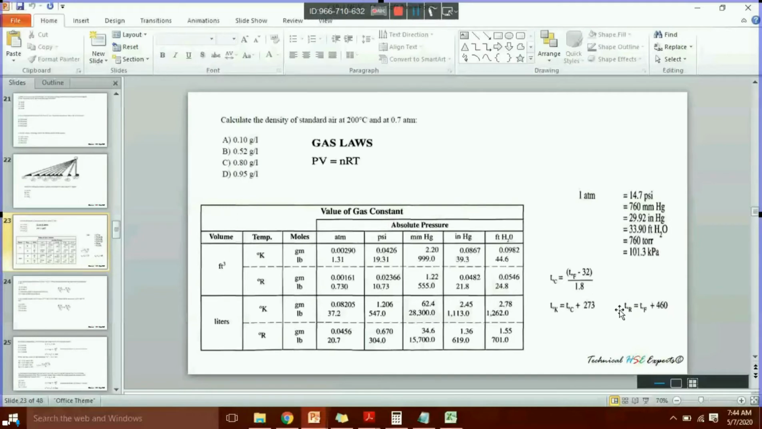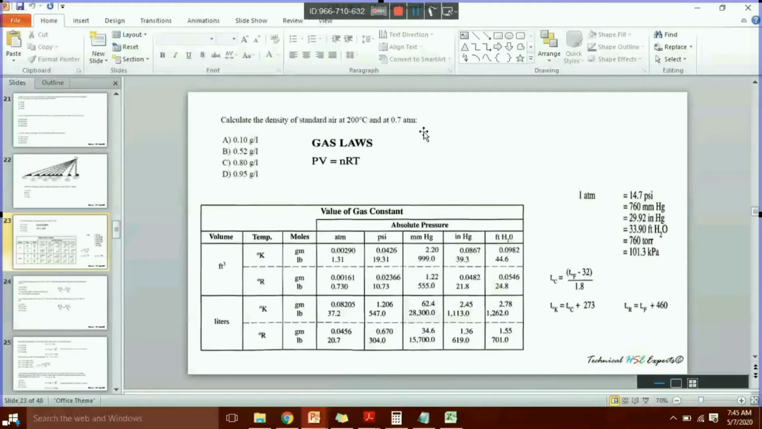See here, the conversion factors are given. We have to convert it to Kelvin, not always Kelvin, it should be absolute temperature. Either it can be Rankine or Kelvin. For Rankine, first you need to substitute the degree Celsius here and identify the degree Fahrenheit. Once you identify degree Fahrenheit, substitute here to identify your Rankine value. TR is Rankine, TK is Kelvin, TC is degree Celsius.